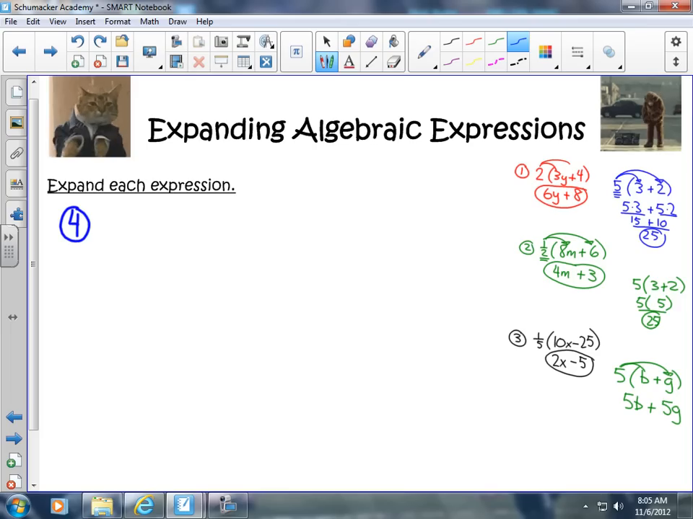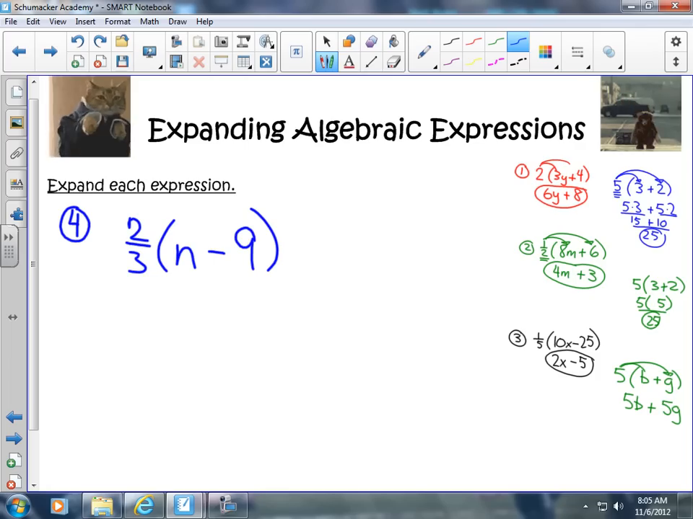All right, what if we have 2/3 times n minus 9? Now this one becomes a little bit more complicated. If you're really good at what you're doing, you can do this in your head. Some of you may not be able to do this. Now the first part's really easy. Again, I'm going to distribute the 2/3. If I have 2/3 of n, I don't know what n is, but I have 2/3 of it. Simple enough, it's just 2/3 n. And since there's a minus sign, I'm going to bring the minus sign down.